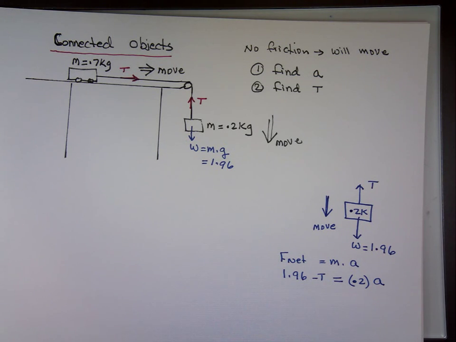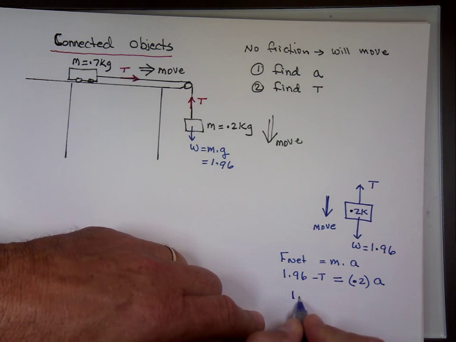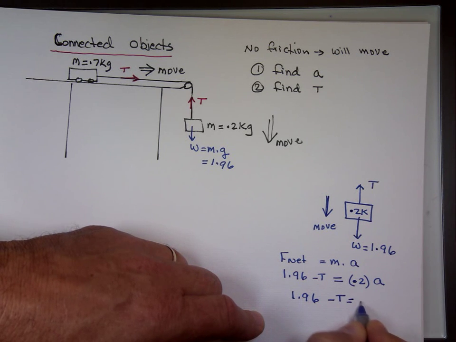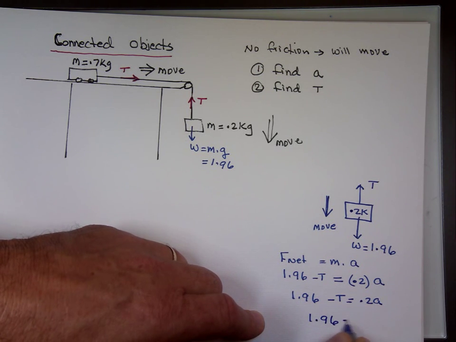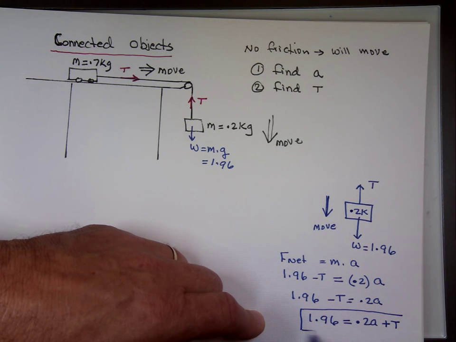You're going to be doing something like this tomorrow in the lab. So if you look at that equation, 1.96 minus T equals what? 0.2 times a. If you move the minus T to that side, 1.96 equals what? 0.2a plus T. How many equations, how many unknowns in that equation? 2. Can't solve it.